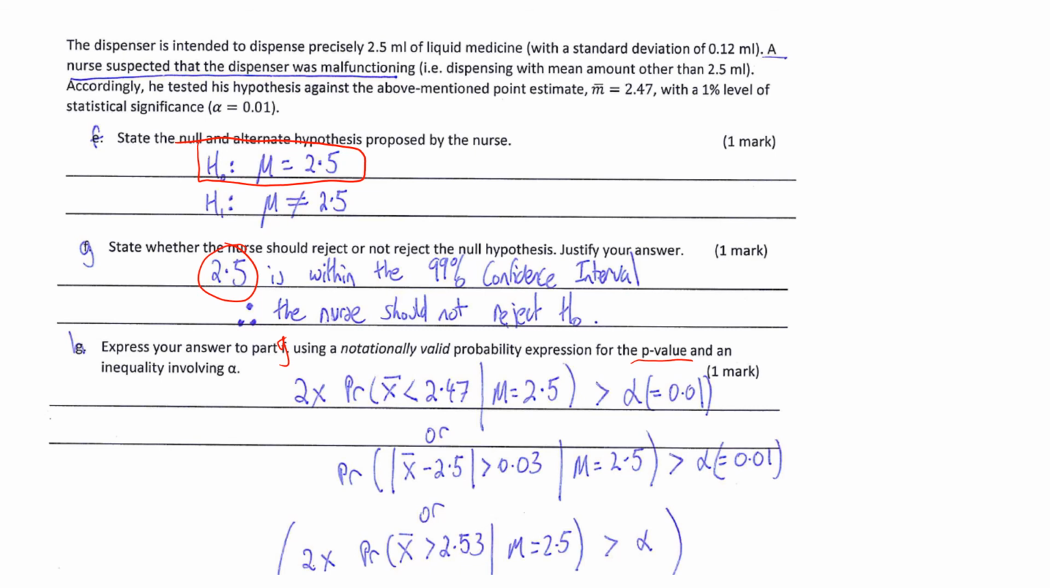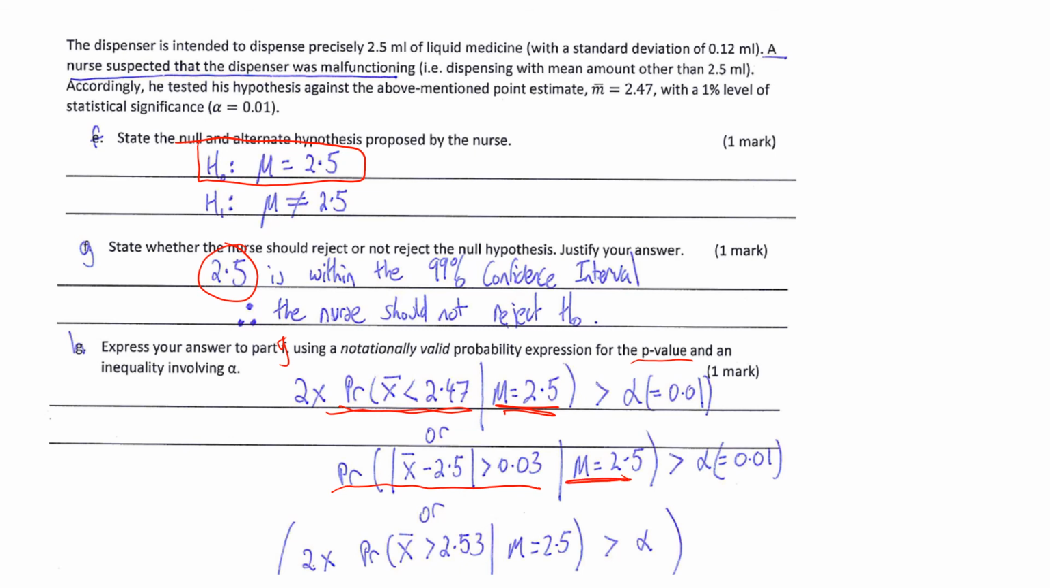So it's obviously 2 times the probability that the sampling distribution is less than the sample estimate, the point estimate, given a center of 2.5. That sort of notation would have given you 1 mark. Another way to do it would have been to say the probability that a member of the sampling distribution has a distance from the center of 2.5 greater than 0.03. Again, stating given that the center is equal to 2.5.